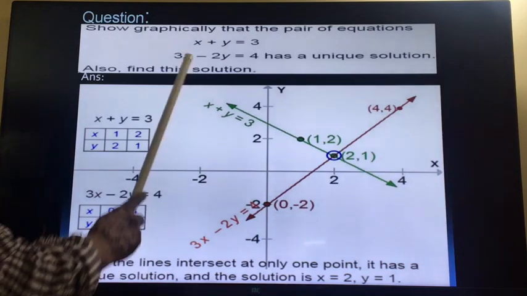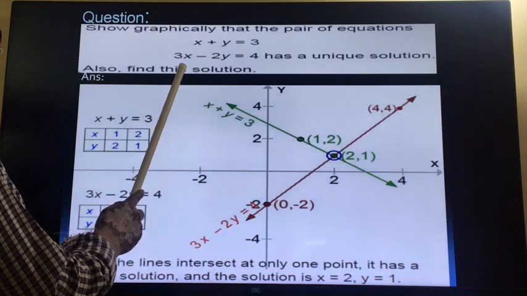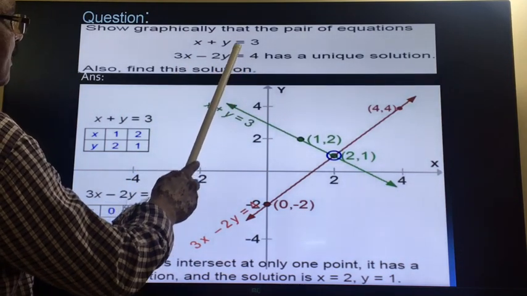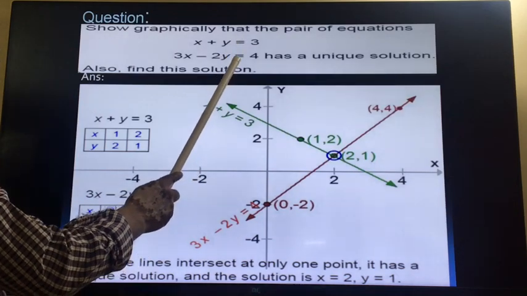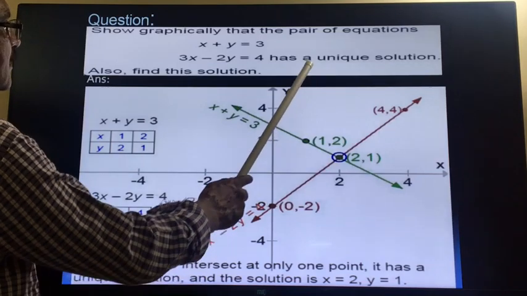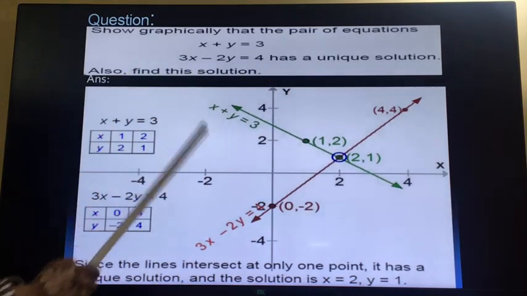First question: the first equation is x plus y is equal to 3, and the second equation is 3x minus 2y is equal to 4. We will plot the graph to find the solution of these two equations. First of all, we will plot the graph, and after this we will check whether it has a unique solution or not, and if it has a unique solution, then we will find the solution.